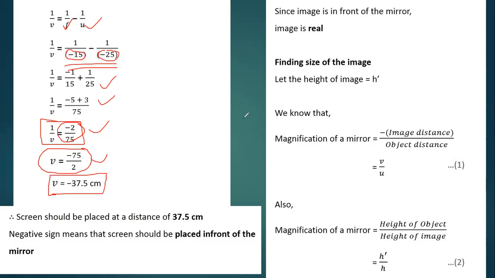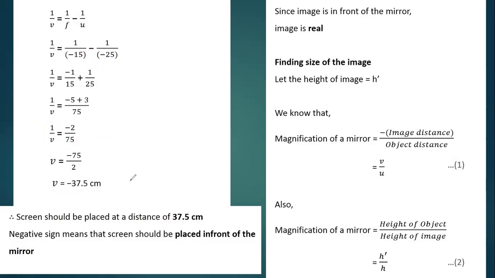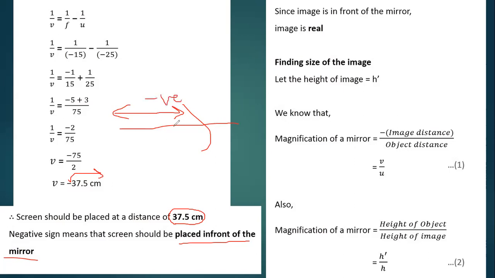After all this is done, you need to write a conclusion. What is that conclusion? Screen should be placed at a distance of 37.5 centimeters. Correct. And what is this negative sign indicating? This negative sign is indicating that it should be placed in front of the mirror. Because according to the sign convention, on which side does negative come? Everything from here to here is negative. So since minus has come here, I'll say that the image formed is in this direction.